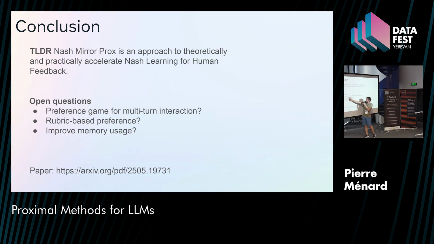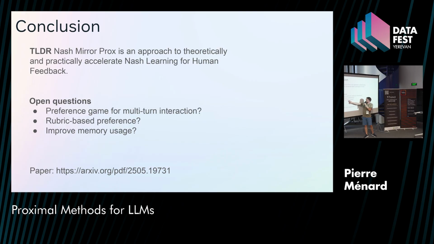Another interesting question is if we have rubric-based preferences, so preferences about the content, about the tone, and things like that. How do we incorporate those different objectives?